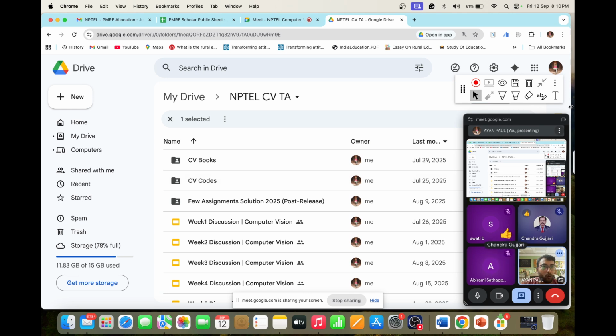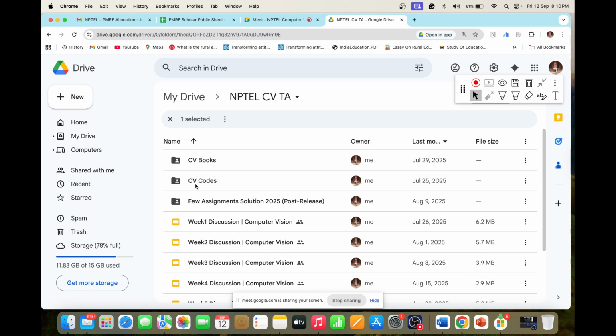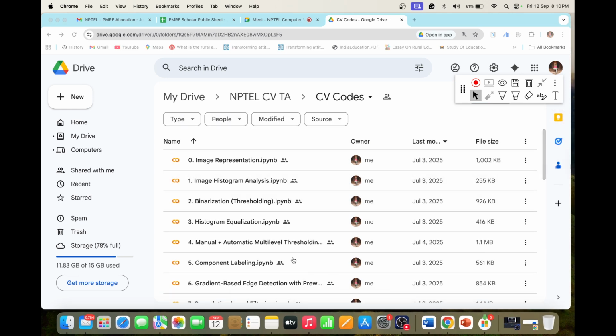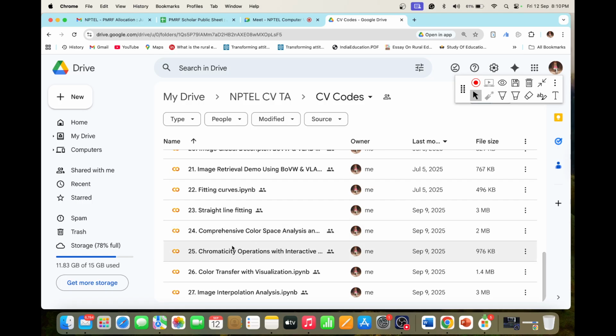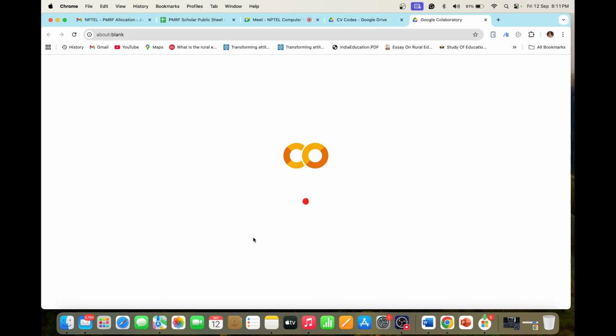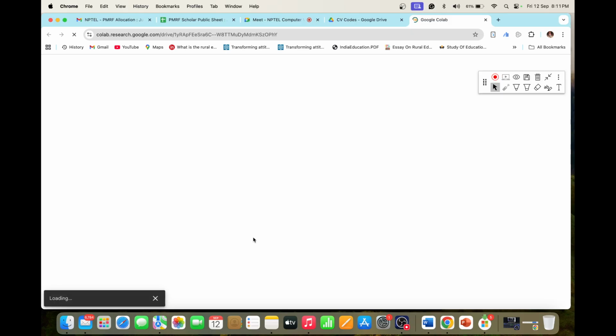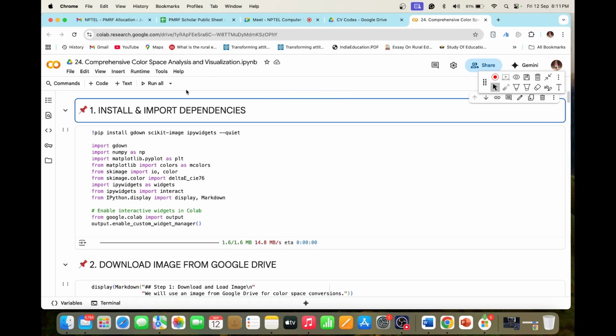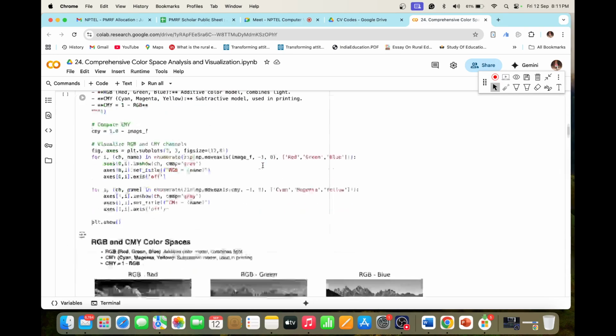So these are the codes here. You can see the 4 color codes that I have given you. You can open one of the codes and just copy the code to your drive. Whenever you open the code, there is an option somewhere here or here, that says copy to drive. Just copy the code to your drive and run the code.